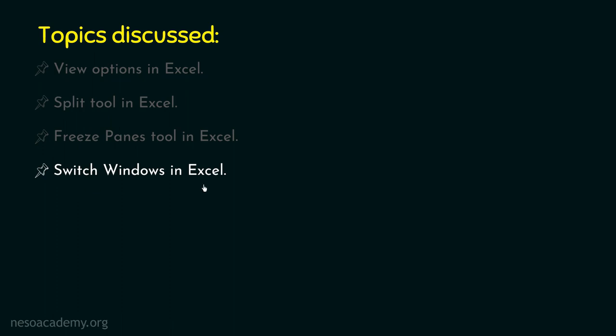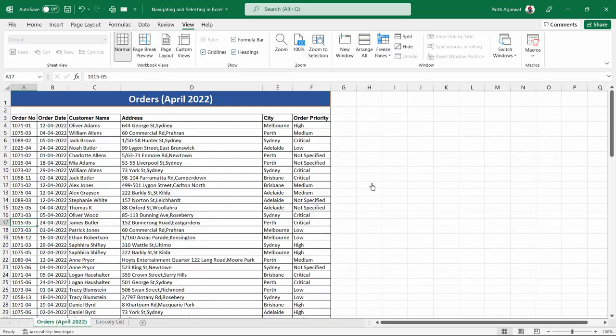And to practice this tool, let's head back towards our Excel application. So here we are back inside our Excel application. Now we are going to discuss the option to switch windows in Excel. This option of switching windows is useful when you have multiple Excel workbooks open. So let's get another Excel workbook open in our system.